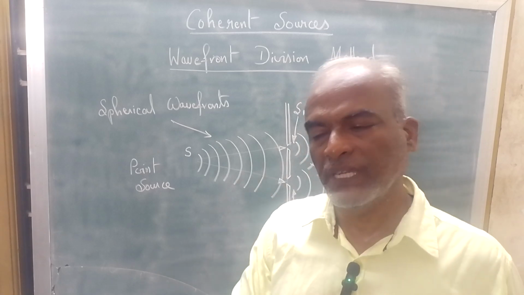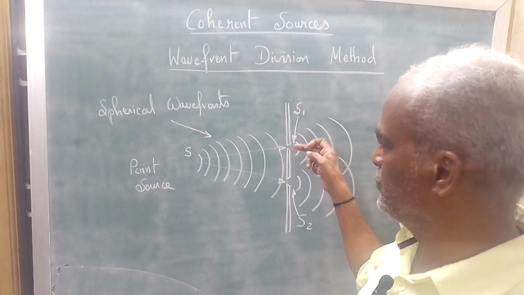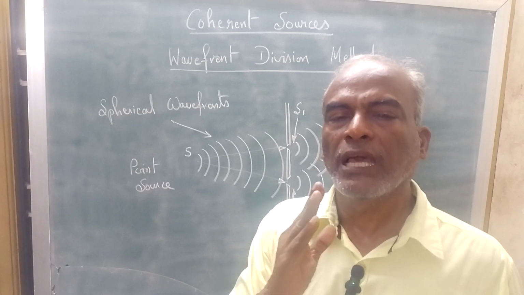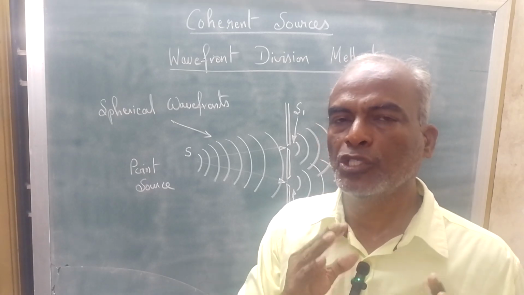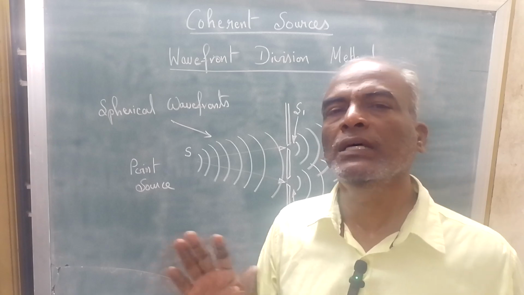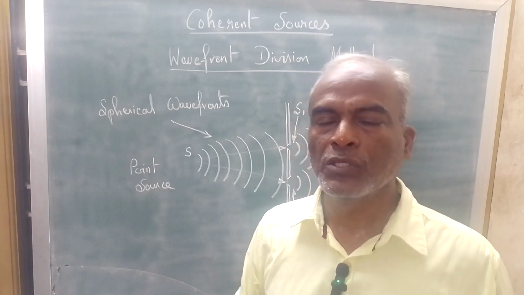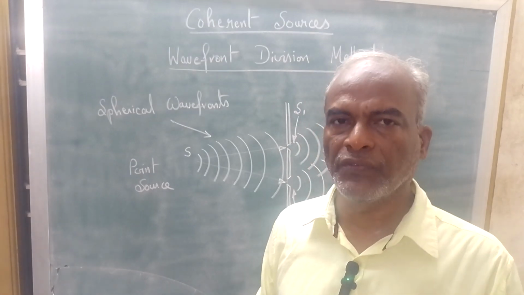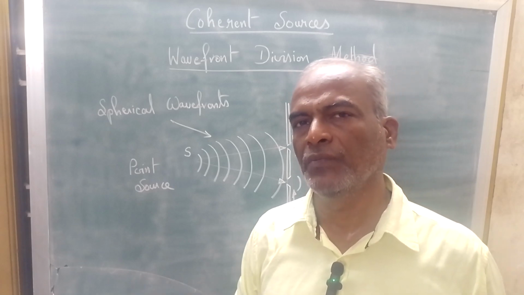So if there is a phase difference between the two waves, say 90 degrees or 30 degrees, it should be maintained throughout the transmission or propagation of the waves. It should not vary. Variation of phase is not allowed. There can be a phase difference, but it should not vary with respect to the propagation of the waves.